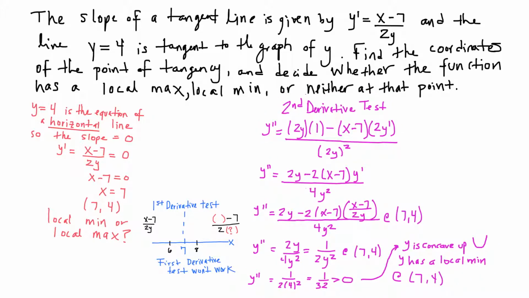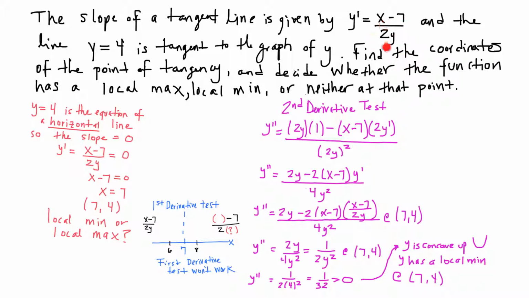So what is the second derivative test? Well, first of all, we need to take the second derivative. And so there's the first derivative. It's a quotient. We are going to try the quotient rule and double check my work. The bottom times the derivative of the top minus the top times the derivative of the bottom.